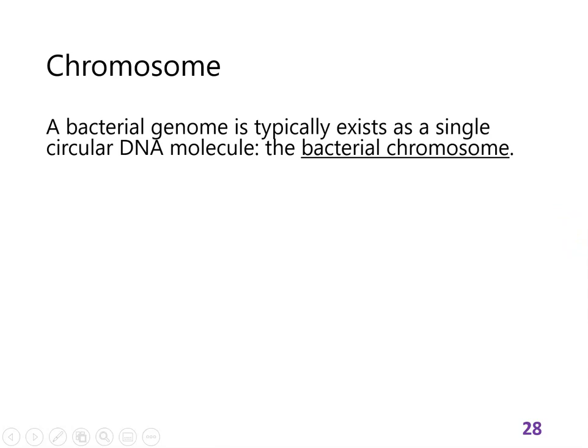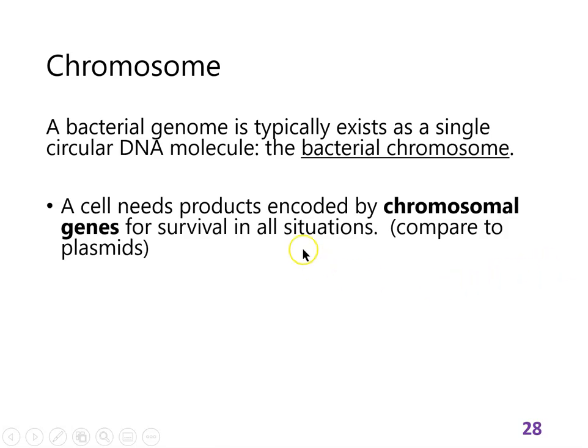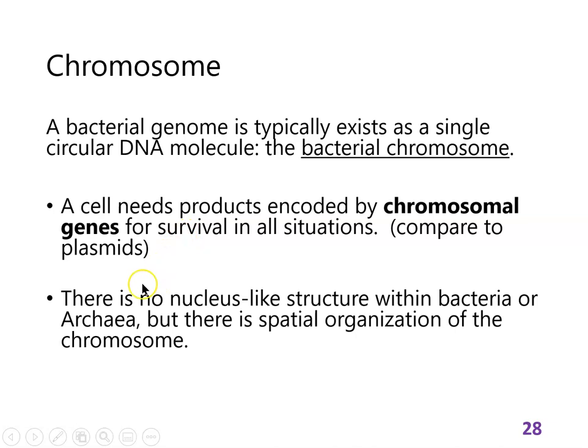The DNA in a bacterial cell is called the chromosome. And one thing we have to think about is we have to distinguish a chromosome from some other DNA molecules you might find in a bacterial cell. So what's distinct about the chromosome tends to be that it's huge. It might be 5 million nucleotides long. And a cell needs the products encoded by those chromosomal genes always. So there are genes on the bacterial chromosome that are always necessary. They have to be transcribed all the time.